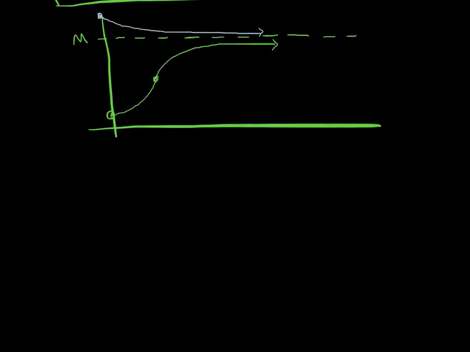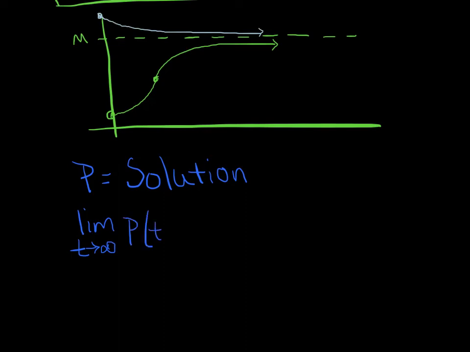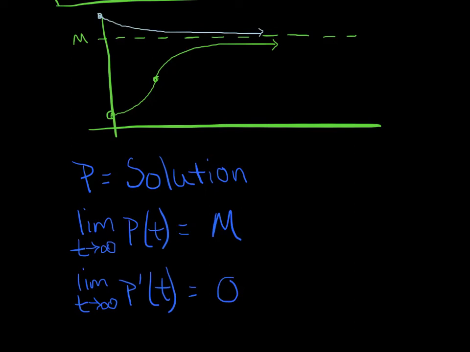Okay, so let's say that P is the solution function. All right, here's the kicker. What is the limit as t approaches infinity of function P? Okay, well, function P is approaching a height of m. Now twist that around a little bit. What's the limit as t approaches infinity for P prime, its derivative? Well, of course, the slopes are approaching 0. So those are two very famous limit questions I'd like to throw at you.